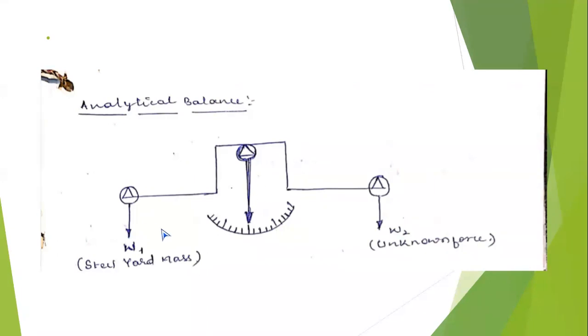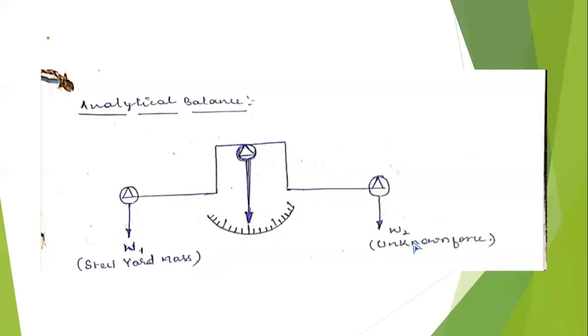Next, keep a 1 kg steel dead weight in the pan provided on the left side, which is supported by a trapezoidal knife edge. All of you observe here. This arrow mark indicates the force acting in the downward direction due to keeping that dead weight. That may be 1 kg or 500 grams. That force acting in the downward direction is W1.